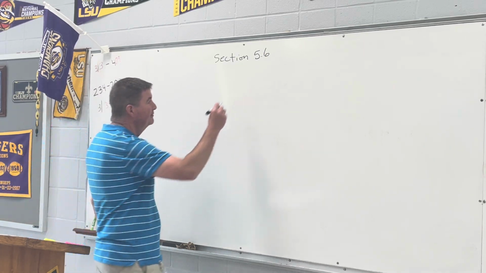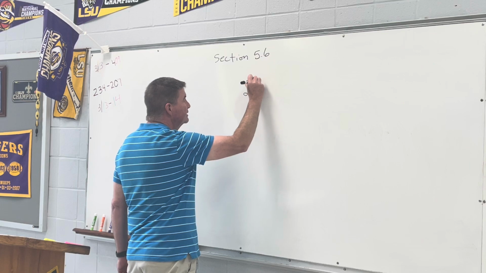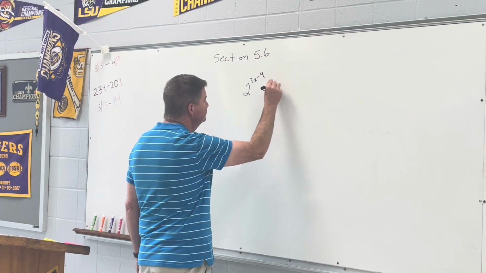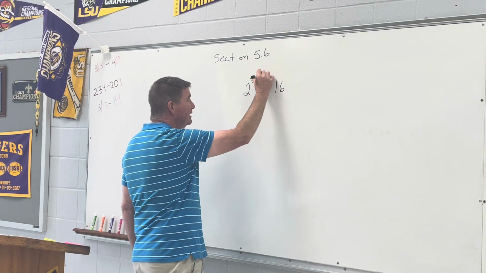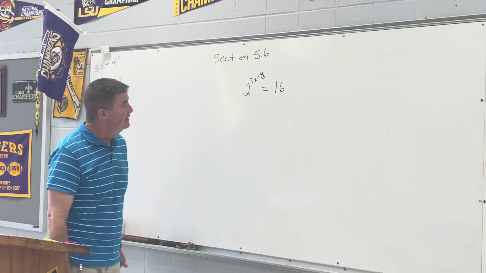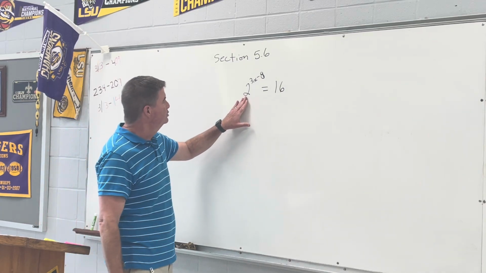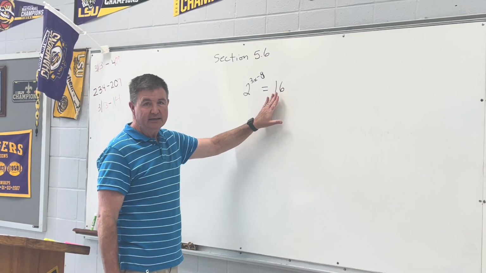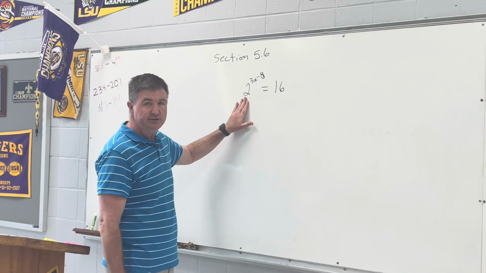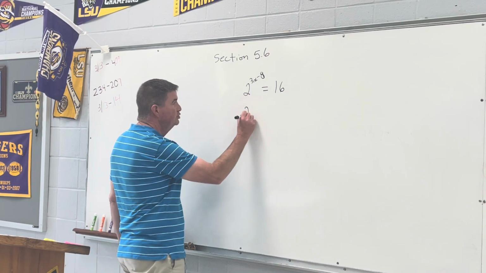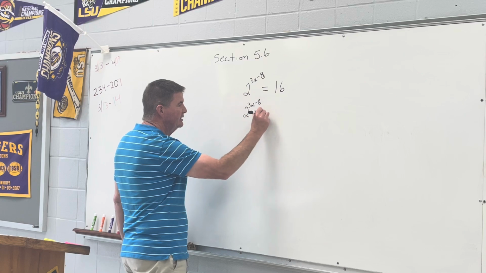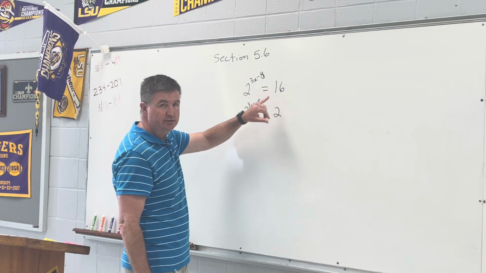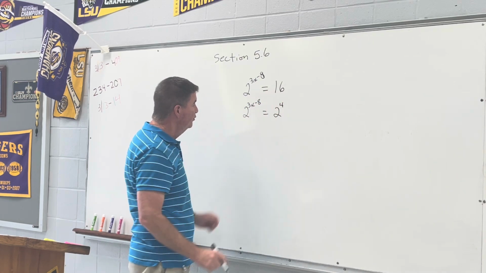Example, if I have 2 to the 3x minus 8 equals 16, I'm looking at this and 2 is a prime number, 16 is not. Can I write 16 with a base of 2? Yes, we can. This will be 2 to the 3x minus 8 equals 2 to the 4th power, because 2 times 2 times 2 times 2 is 16. So 2 to the 4th power.